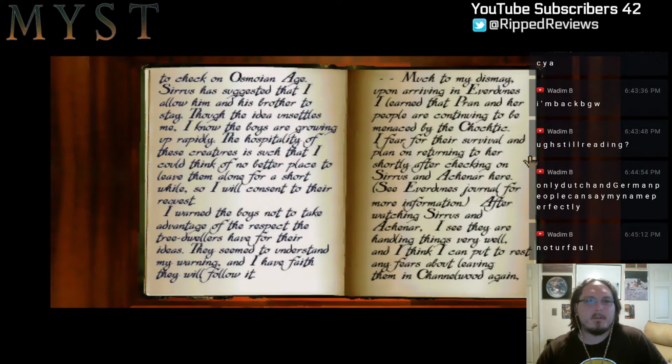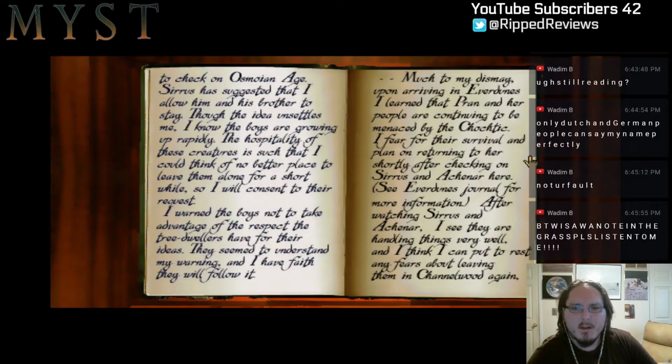I am leaving tomorrow to check on Osmoian age. Cirrus has suggested that I allow him and his brother to stay, though the idea unsettles me. I know the boys are growing up rapidly. The hospitality of these creatures is such that I could think of no better place to leave them alone for a short while, so I will consent to their request. I warned the boys not to take advantage of the respect the tree dwellers have for their ideas. They seem to understand my warning, and I have faith they will follow it.